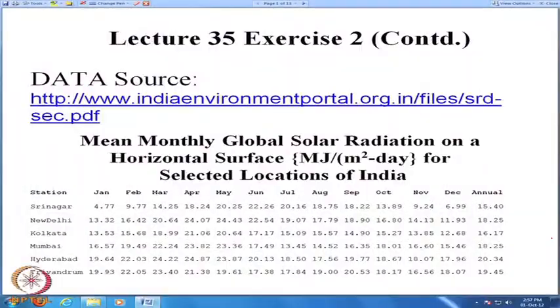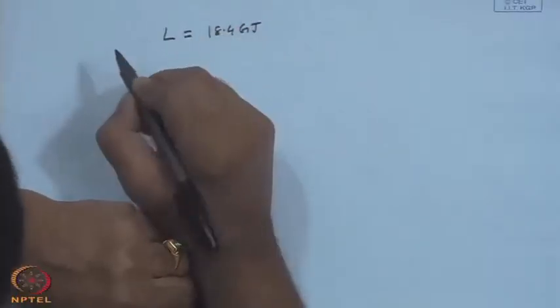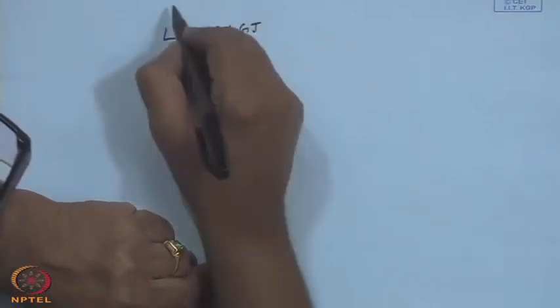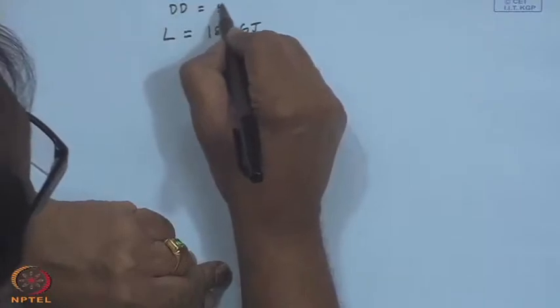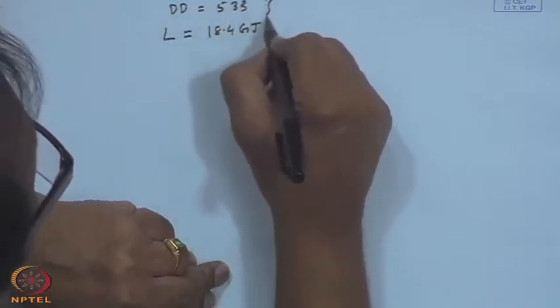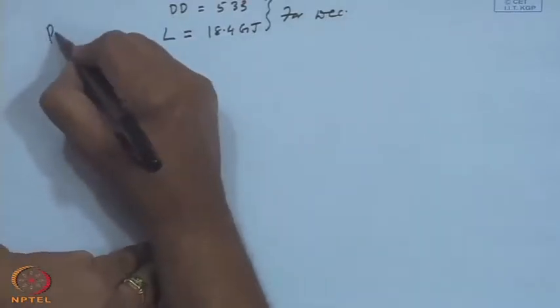Lighting ठीक है. Last time we were trying to design a space heating system in Srinagar, and the space heating load has been calculated as in problem number 6, 18.4 gigajoules in a month, and the degree days we have calculated for the month of December as 533 for December. This is from problem 6.